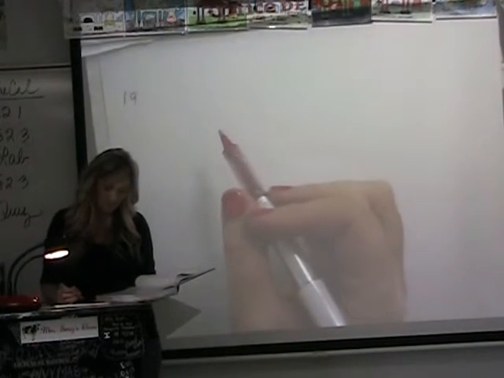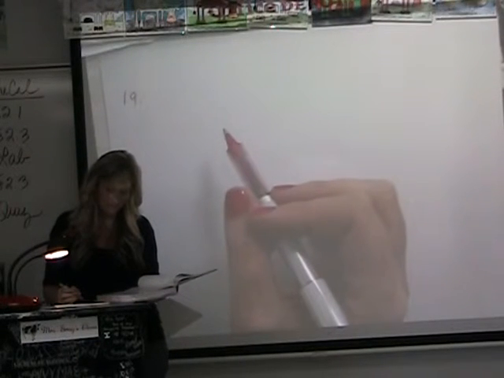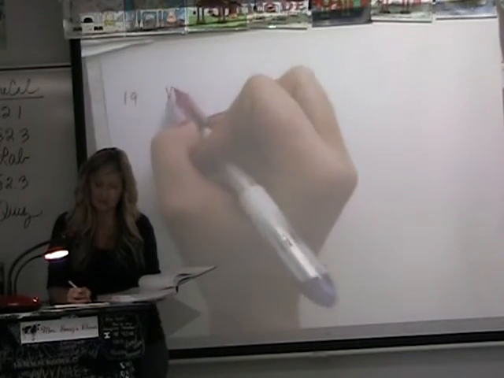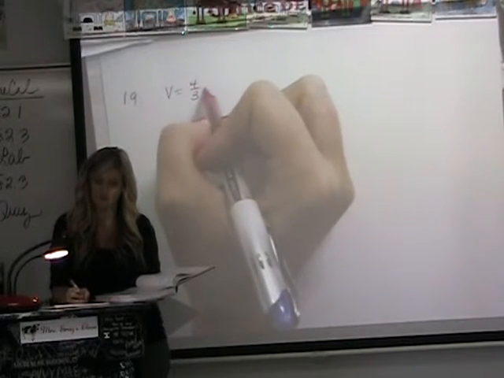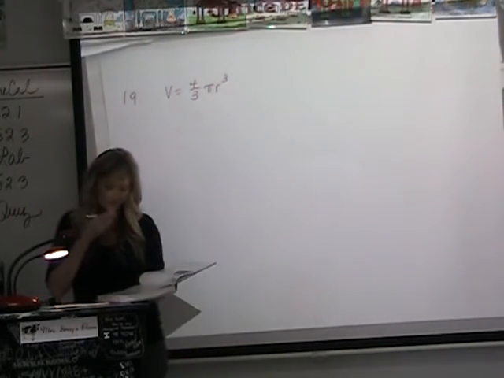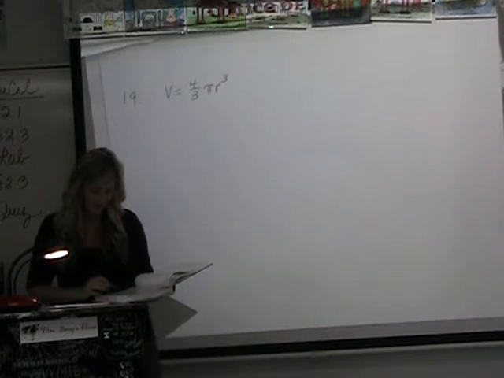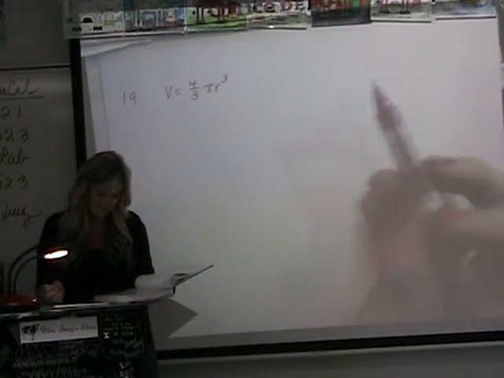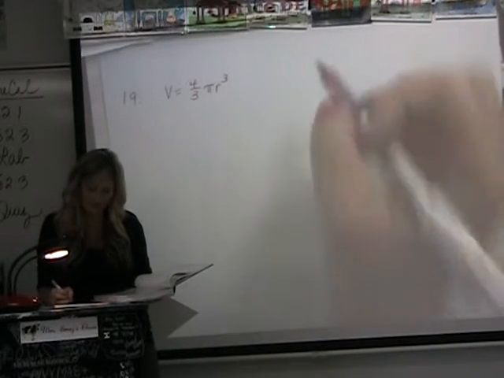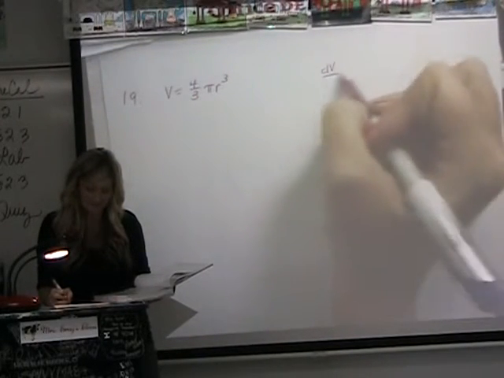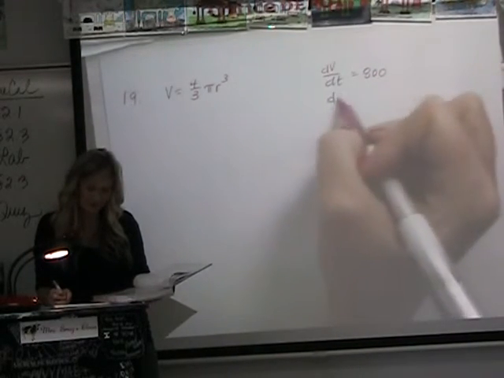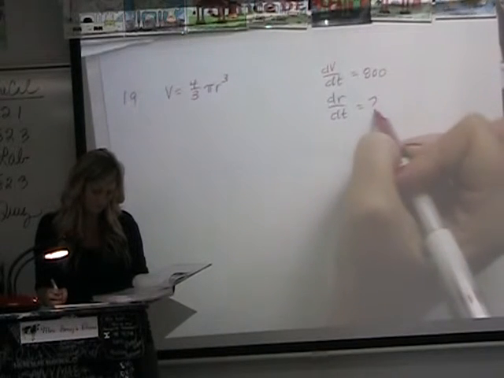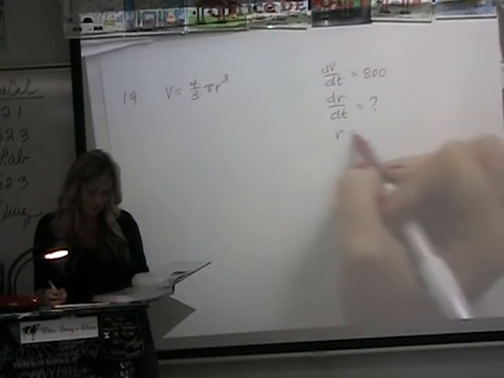So I know I'm doing volume of a sphere. So what's the formula for volume of a sphere? 4/3 pi r cubed. Good. And again, that will be given to you. And it says it's being inflated with gas at a rate of 800 cubic centimeters per minute. So dV by dt equals 800. We want to know dr by dt for part A when r equals 30.